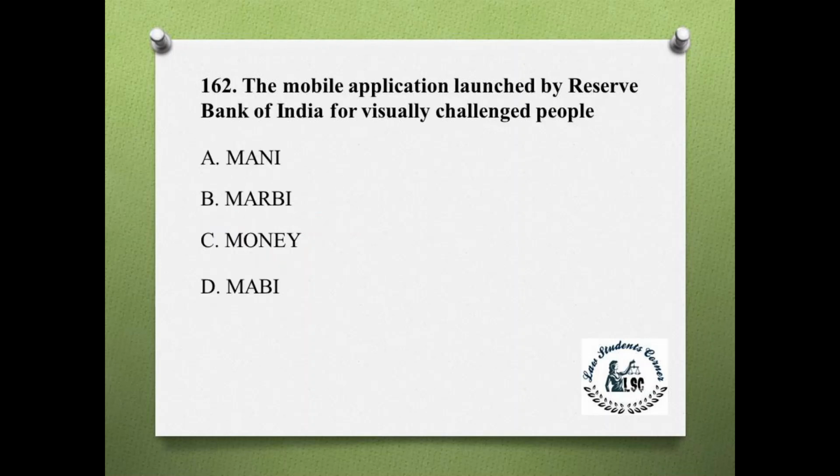Question number 162. The mobile application launched by Reserve Bank of India for visually challenged people. Option A, MANI Money. Option B, MARBI. Option C, MONEY. Option D, MABI. Correct answer is option A, MANI.